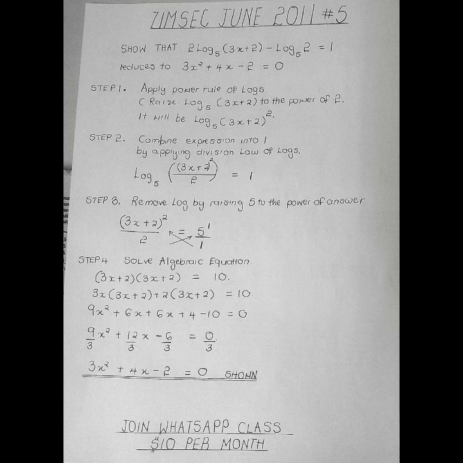So what we need to do here, we are going to apply the power rule of logs. We are going to raise 3x plus 2 to the power of 2, so that it is now log base 5 of 3x plus 2 squared. And then the second step is that we are going to combine this expression into one. We are going to apply the division law of logs, because here we are subtracting, so we are going to divide. And then to remove the log, we need to raise 5 to the power of the answer, which is 5 to the power of 1. We now have 3x plus 2 squared over 2 is equal to 5, right?